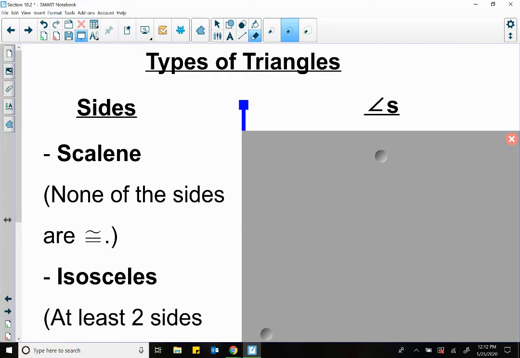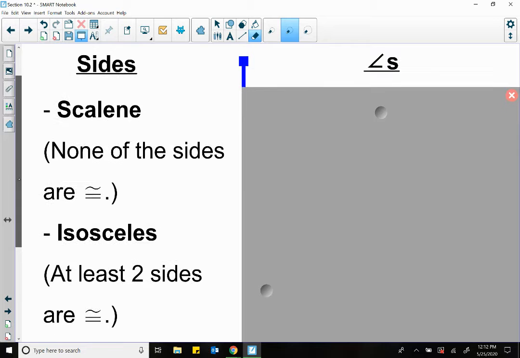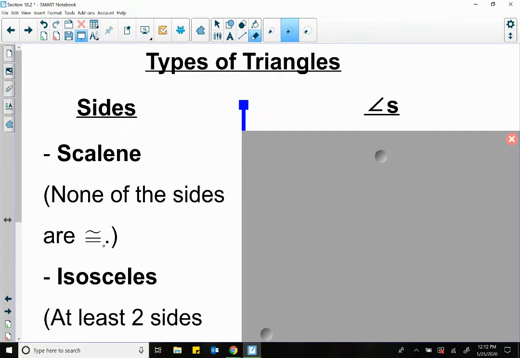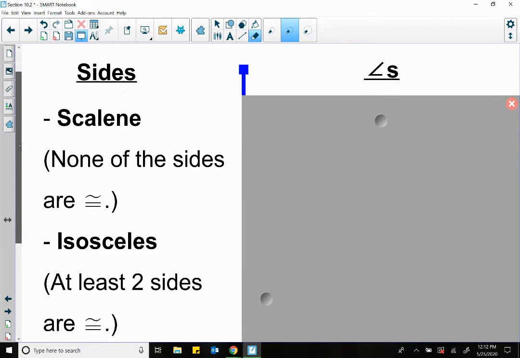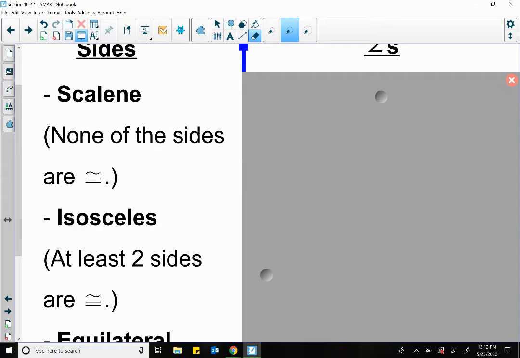Scalene means none of the sides are congruent. Isosceles means at least two sides are congruent. And again, that's that symbol for congruent we talked about. So scalene, none of the sides are congruent. Isosceles, two sides are congruent.